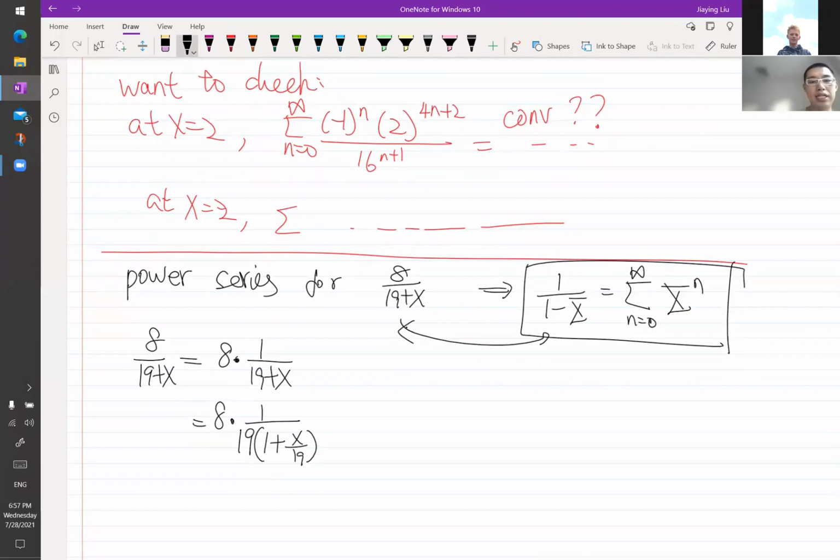And almost, right? So the 19, we took it out, or we can just put it next to 8. So we get 8/19. It's just a constant. It doesn't really affect anything at the end. That times 1/1 plus x/19. But I want to have a negative instead of plus. So I'm going to write it as a minus negative.